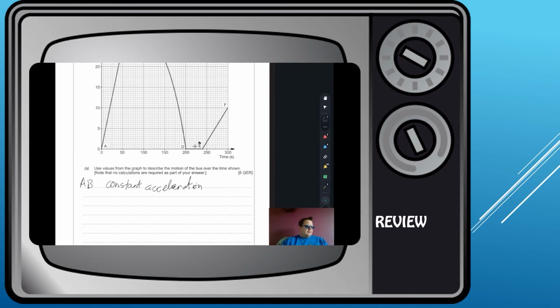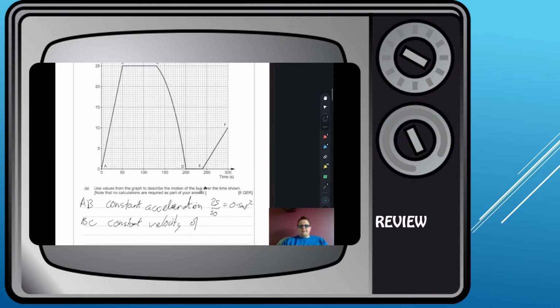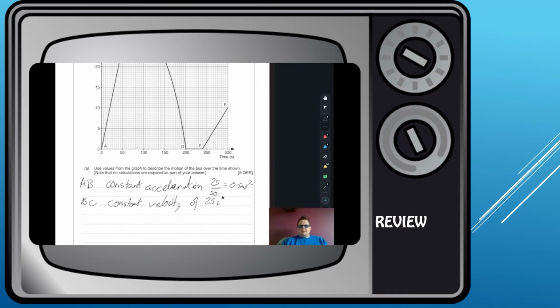And the value then would be 25 divided by 50, which is 0.5 meters seconds to the minus 2. Okay, so from B to C, we have constant velocity of 25 meters seconds to the minus 1. It's also a good idea to say for 80 seconds. Give the time, give as much detail as you can on this.